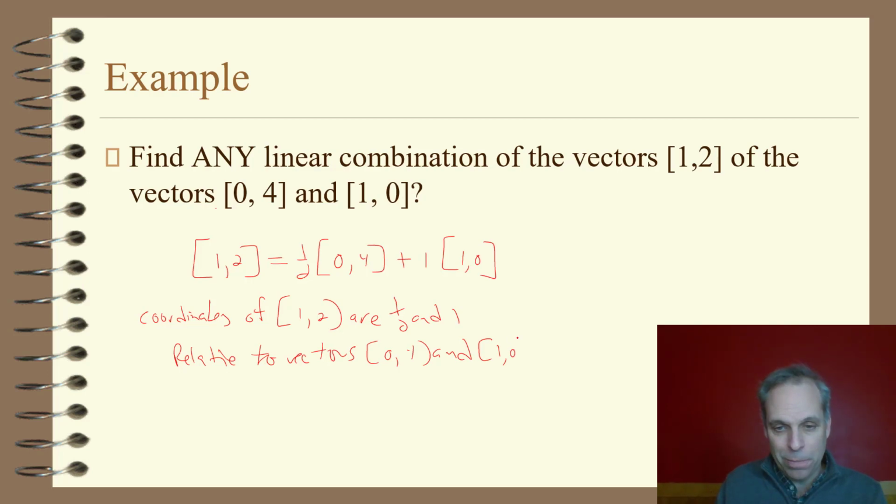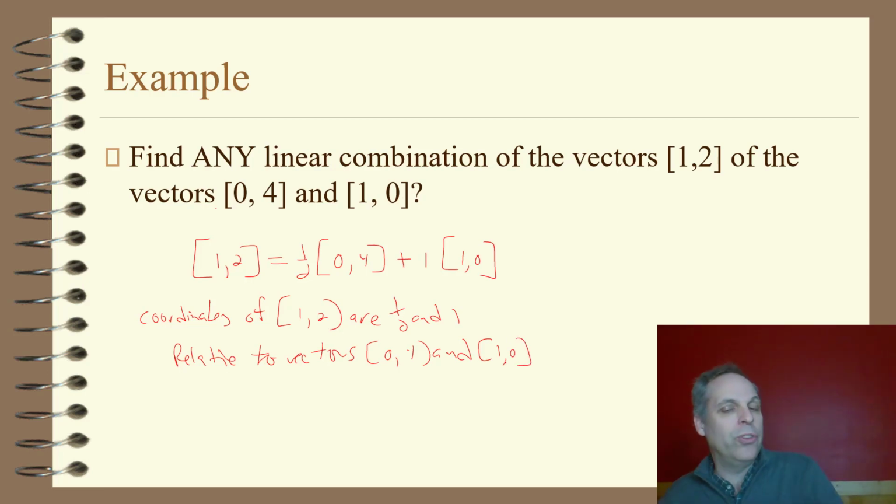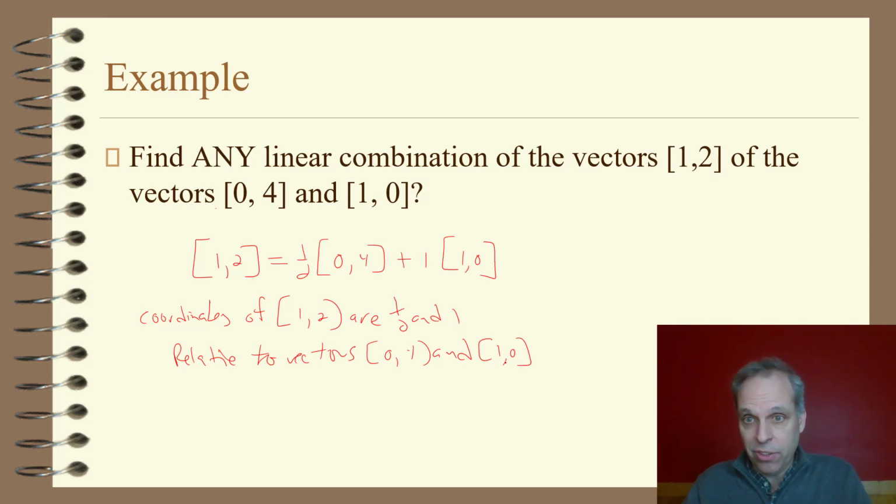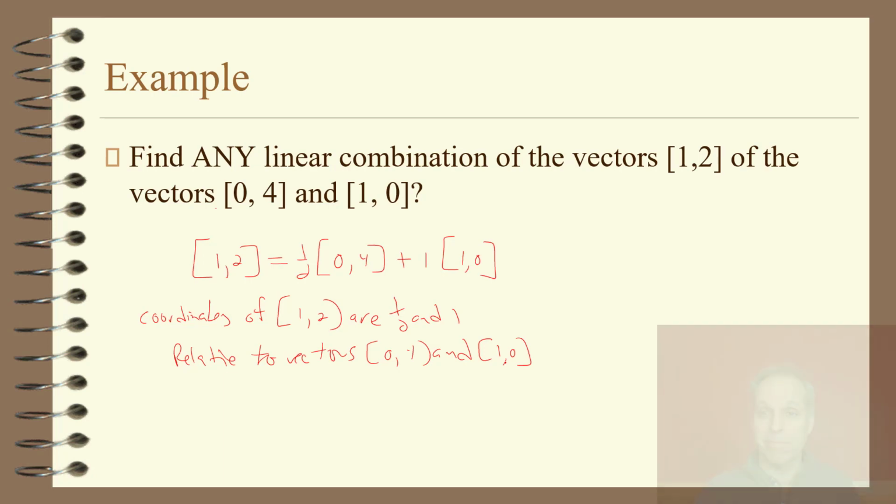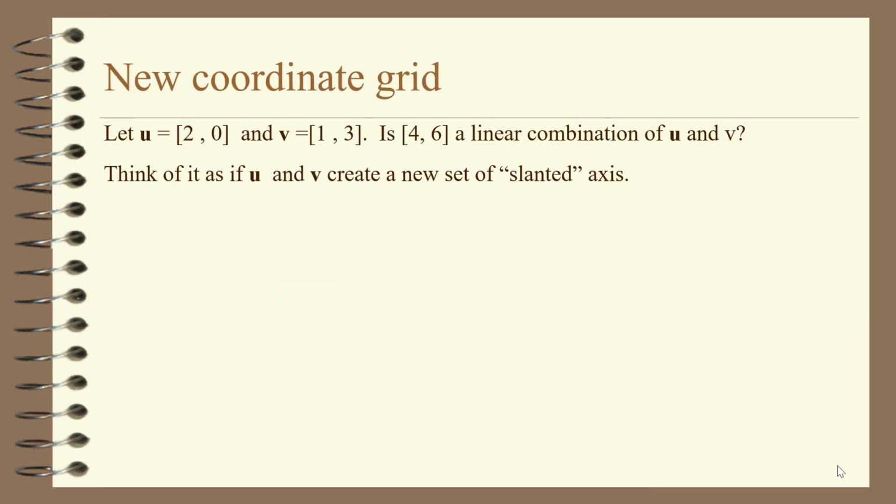and 1, 0. Notice that I did not reverse the order of the vectors, because you can't. It's understood that when you give me the list of vectors, you can't change the order. So the scalars have to be in the exact same order. So the coordinates of the vector 1, 2 are now 1/2 and 1 because of the order of the vectors I gave you to form that linear combination. Neat, right?